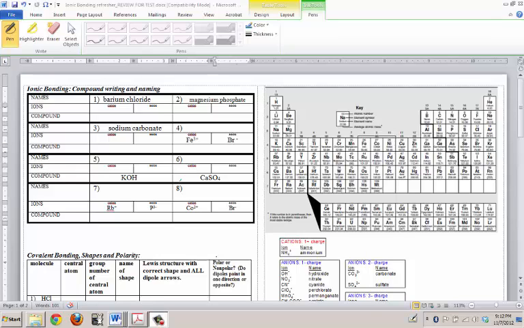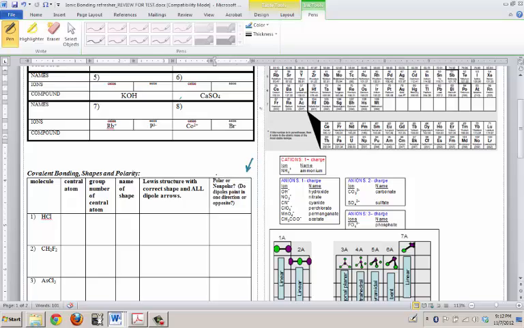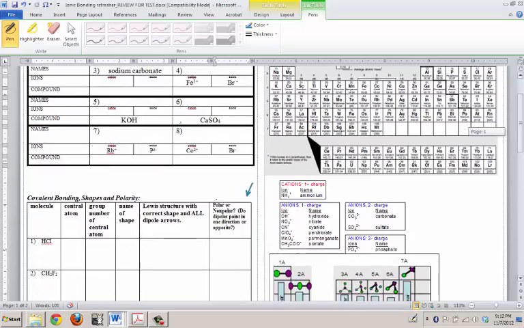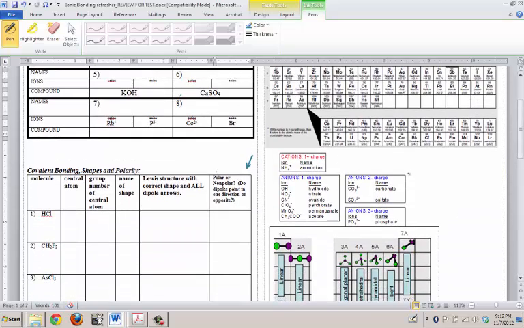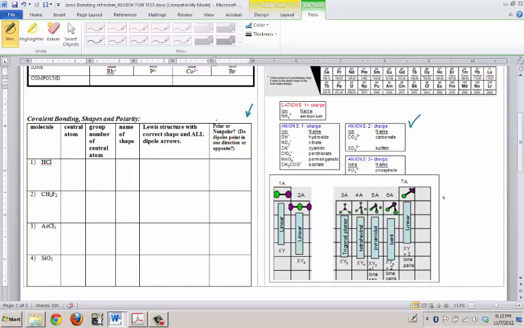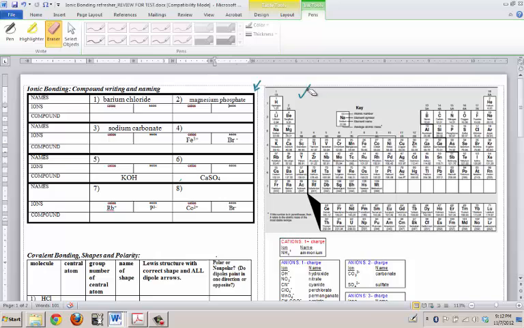Okay, this is a brief tutorial on ionic bonding and covalent bonding. The few things you're going to need are this handout, which will be included with this tutorial. So this will be on a half sheet of paper, and you'll need your periodic table. You're going to need your polyatomic ion list and your shapes list. These two things should be on the back of your periodic table, pasted on the back. Alright.